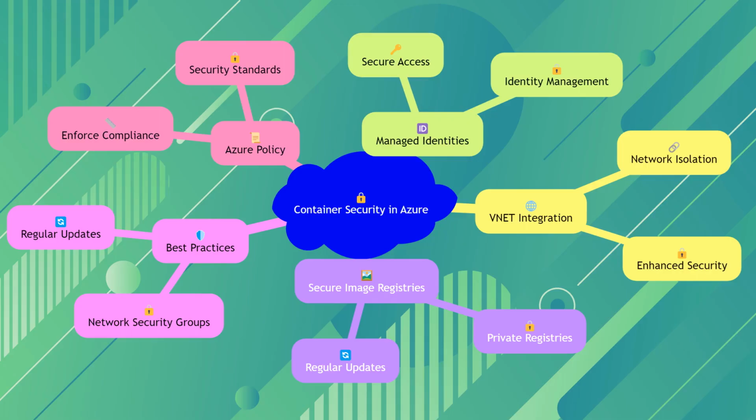Security is a critical aspect of running containers in the cloud. Azure Container Instances offer several features to enhance security, including VNet integration, managed identities, and secure image registries. It's essential to follow best practices such as using private registries, implementing network security groups, and regularly updating your container images. Additionally, you can use Azure Policy to enforce compliance and security standards across your container deployments.